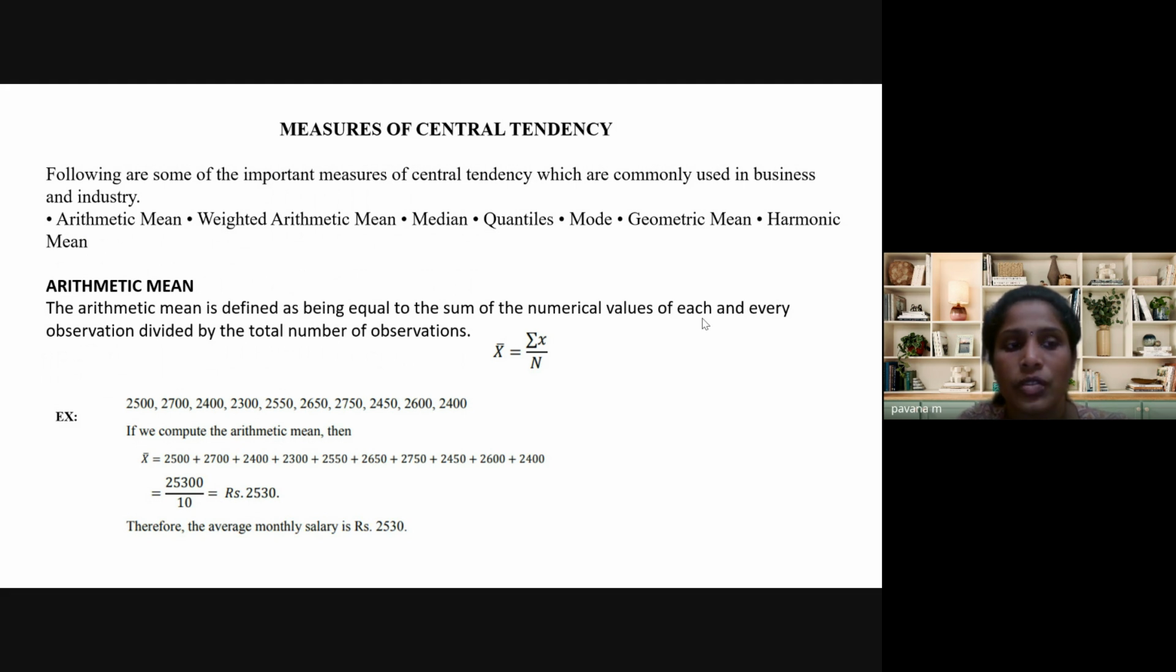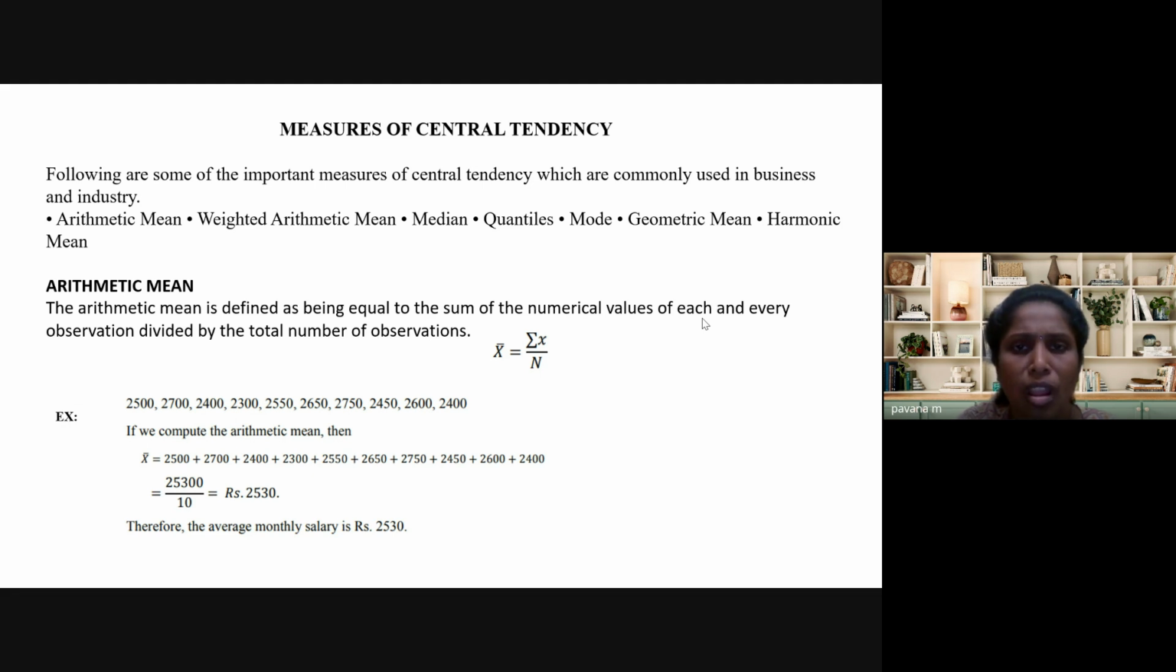And now, measures of central tendency. Here in measures of central tendency, we go through different topics. Which are the particular topics? Arithmetic mean, weighted arithmetic mean, median, quartile, mode, geometric mean, and harmonic mean. We discussed arithmetic mean. So what is arithmetic mean? It is the sum of the numerical values of each and every observation divided by the total number of observations.